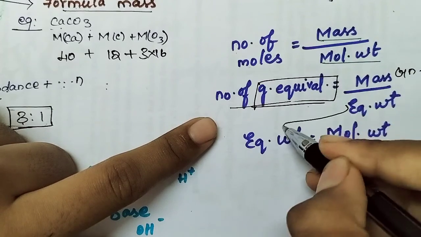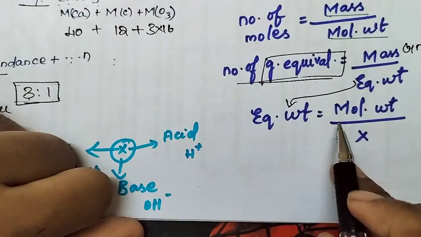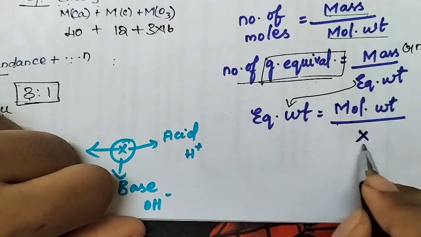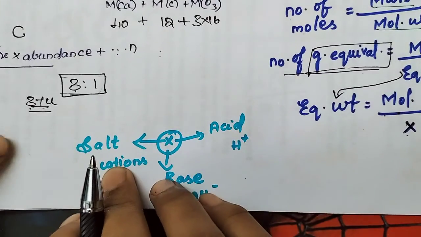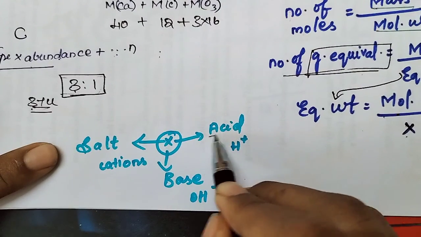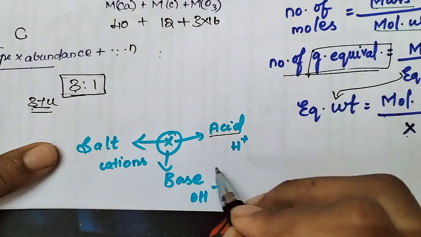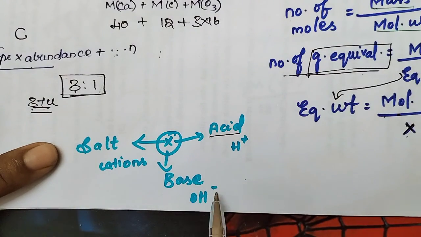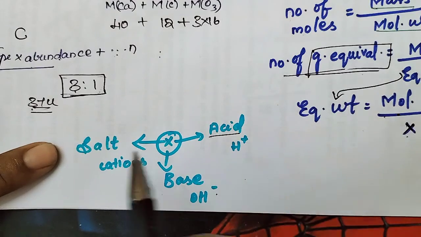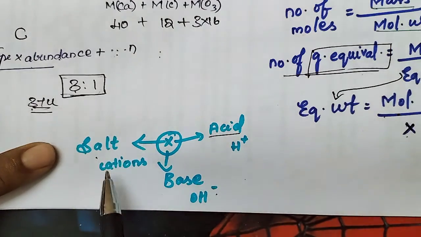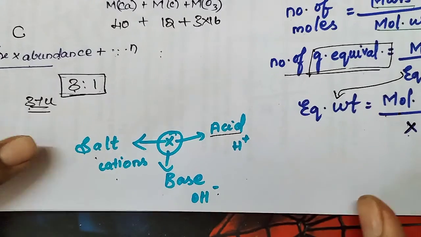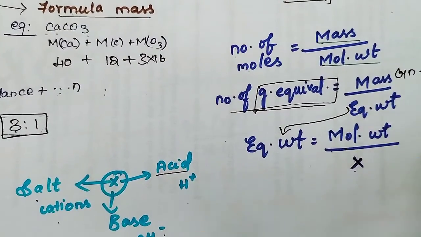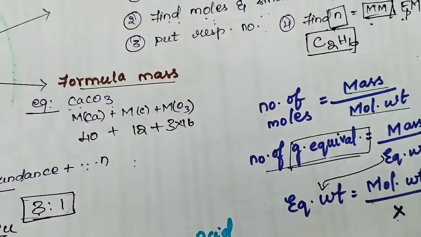Next, equivalent weight. How to calculate equivalent weight? It is the original molecular weight by X. What does this X determine? If the given component is an acid, X is how many H plus ions are present. If the given component is a base, how many OH minus ions are present. If the given component is a salt, how many cations are present. So we have seen these formulas. Pause the video and copy these formulas, very important for the numericals.